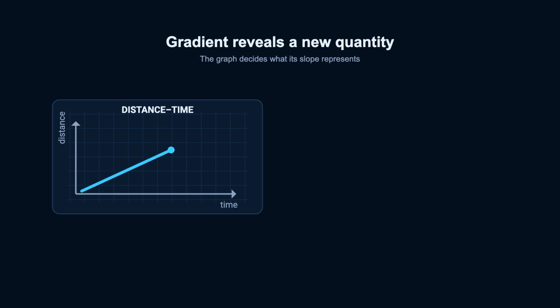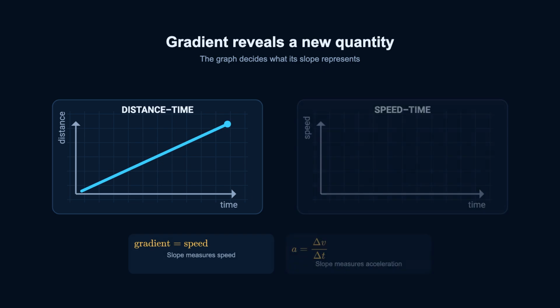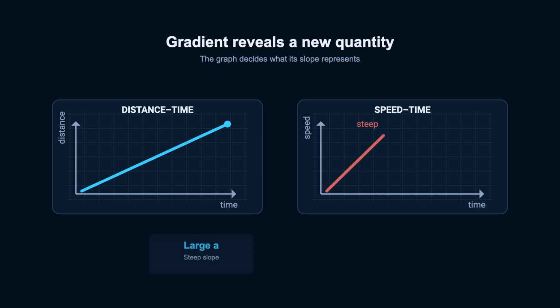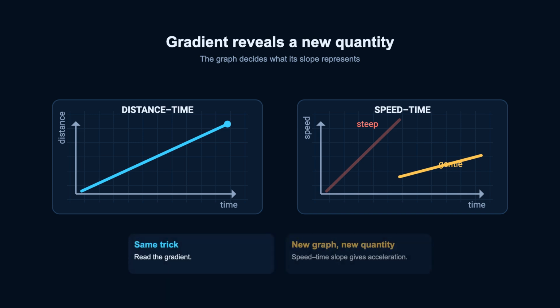Just as gradient on a distance time graph gave you speed, gradient on a speed time graph gives you acceleration. A steep slope means speed is changing quickly, a large acceleration. A gentle slope means speed is changing slowly, a small acceleration. Same trick, new graph, new quantity.